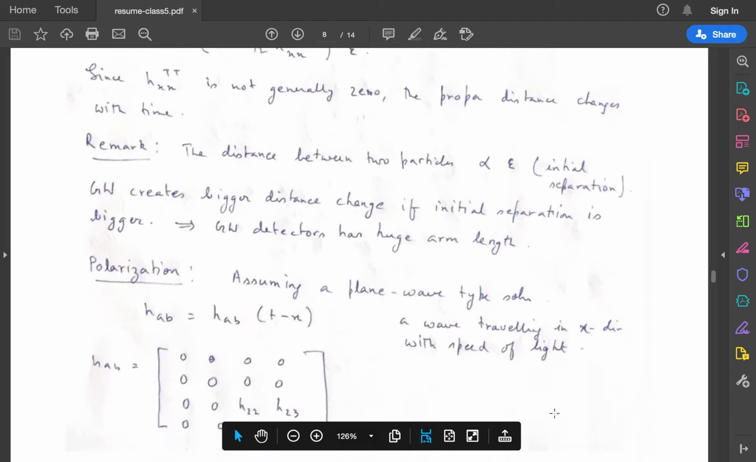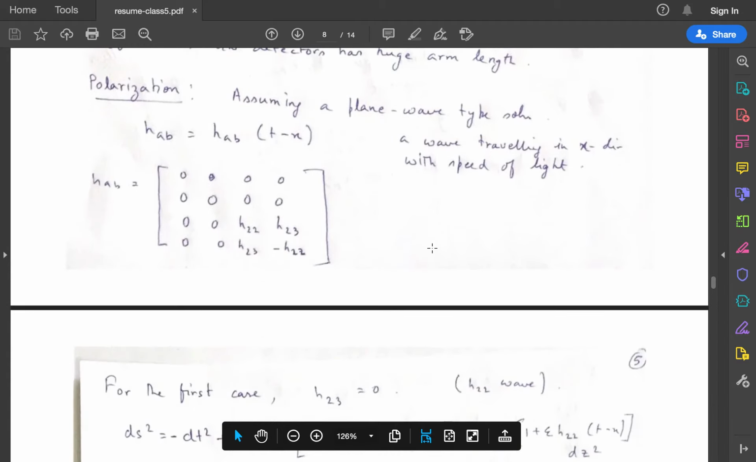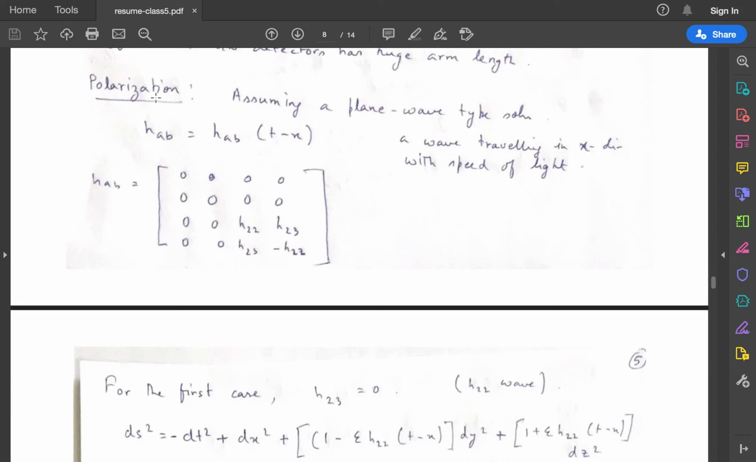Let us see what the polarization states of this gravitational wave are. Let us assume a plane wave type of solution, that h_μν is a function of t minus x. So a wave traveling in the x direction with the speed of light, c equal to 1. If it is traveling in the x direction, these components are 0, and the only non-zero components are h22 and h23. These are the only two non-zero components of h.